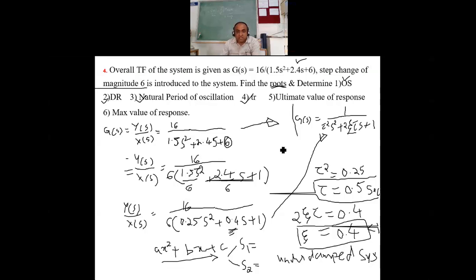And once you write this, try to find all these parameters, all the four parameters: overshoot, then decay ratio, period of oscillation, and TR, that is the rise time, by using the standard formula. I'm not going to solve that. I will tell you how to solve 5 and 6. And roots also you find, then all the four parameters.